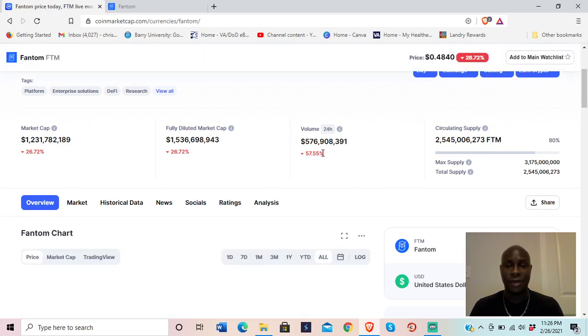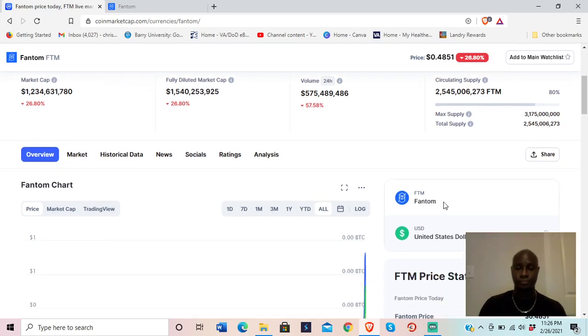We're looking at the 24-hour volume of 576 million. The circulating supply, hopefully I get this right this time, is 2,545,000,000, and we're looking at a max supply of 3 billion. There's the percentage. I like it when they have the percentage there. About 80% of its circulating supply is out. So that's good.